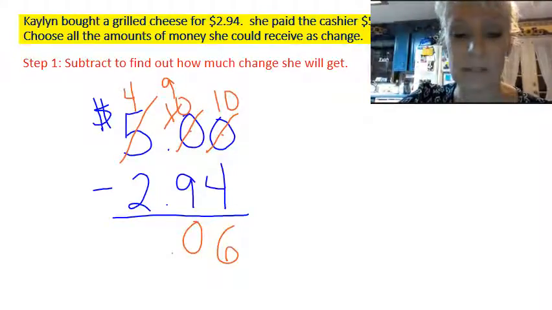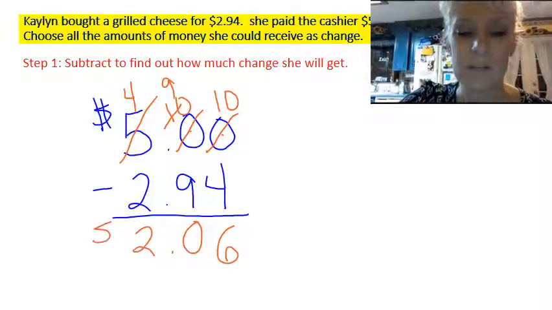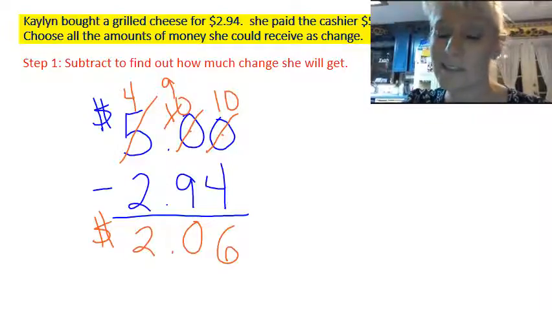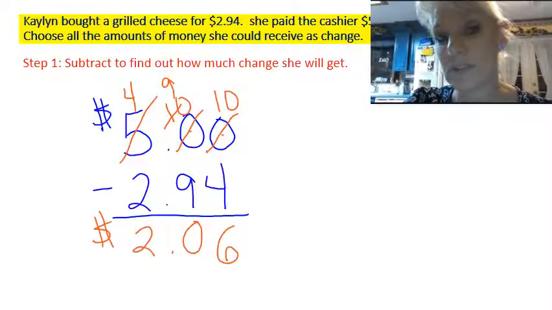I'm dropping down my decimal point. 4 take away 2 is 2, and I drop down my $ sign because I'm talking about money. Now I know in the next slide that I'm looking for $2.06. So let's move to step 2.